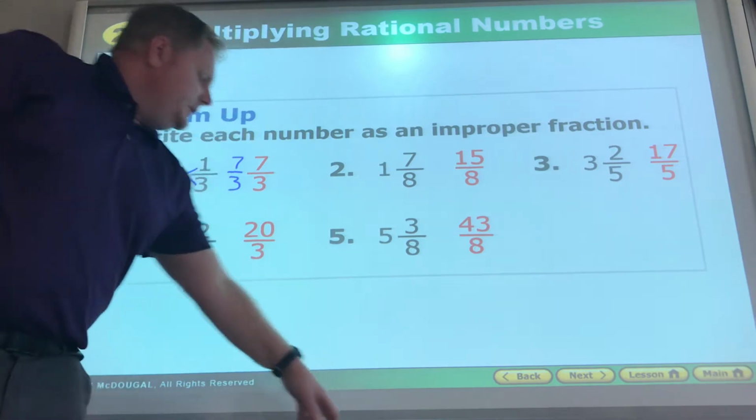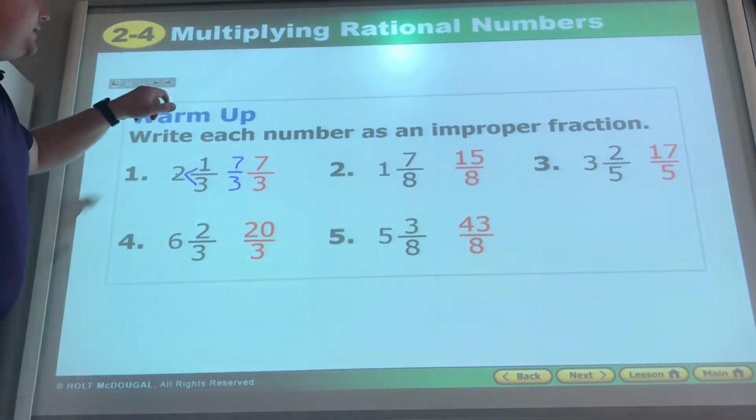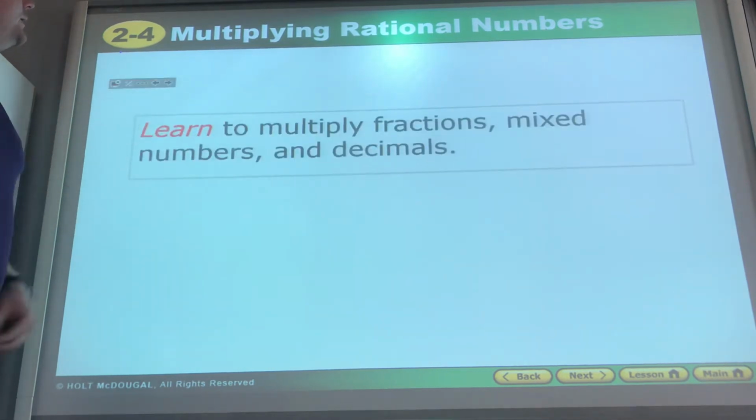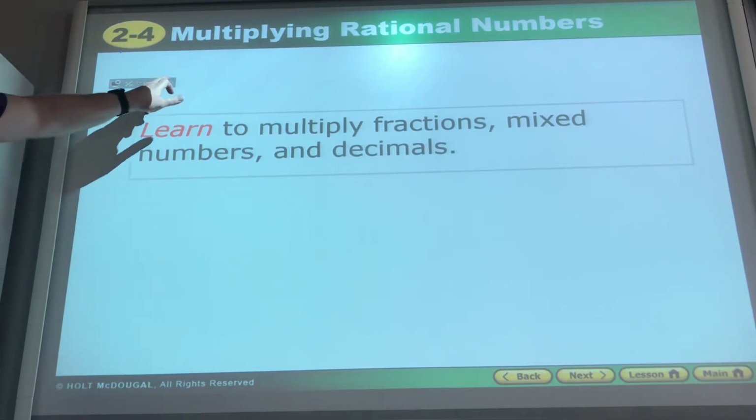These are all important things to know how to do, especially as we multiply rational numbers today. Today, learn to multiply fractions, mixed numbers, and decimals, doing all three. It's more about memory than about anything else.